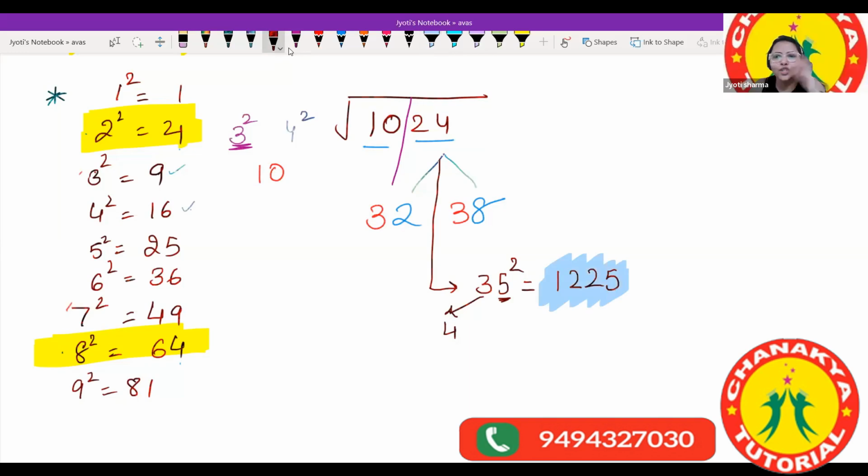So I was telling that 1225 is greater. I mentioned clearly, check your original number with this 1225. If your question is smaller than this number ending with 5 square, your answer is smaller. If your question is greater than this number ending with 5 square, you will choose the greater answer. So here your answer is 32.